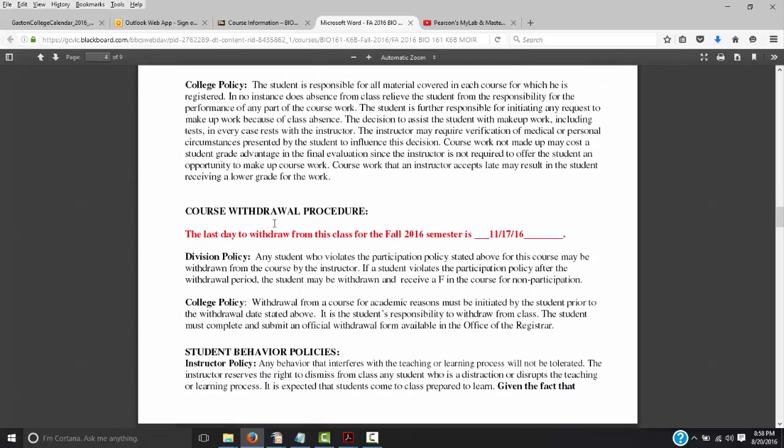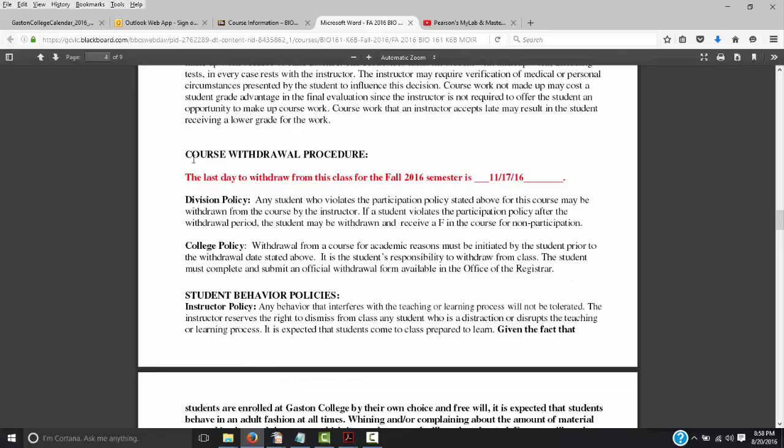That's the course withdrawal procedure. This is in bold and in red for a reason. The last day to withdraw from a class for the fall of 2016 is November 17th. If you are on a class roster after that deadline, you must receive a grade: A, B, C, D, or F. If you try to withdraw yourself after that deadline, you will automatically get an F. If you withdraw before this deadline, you will get a W on your transcripts. It won't impact your GPA, however.